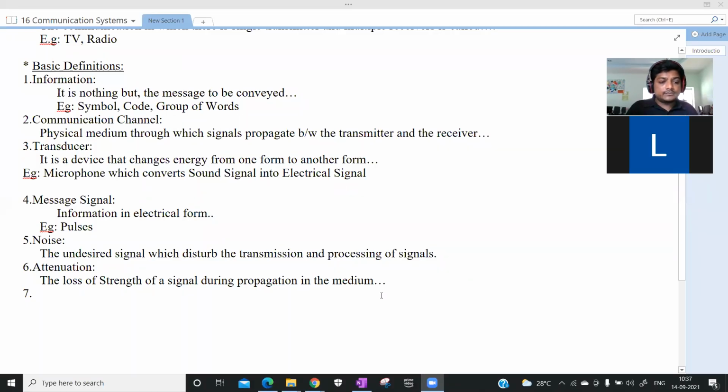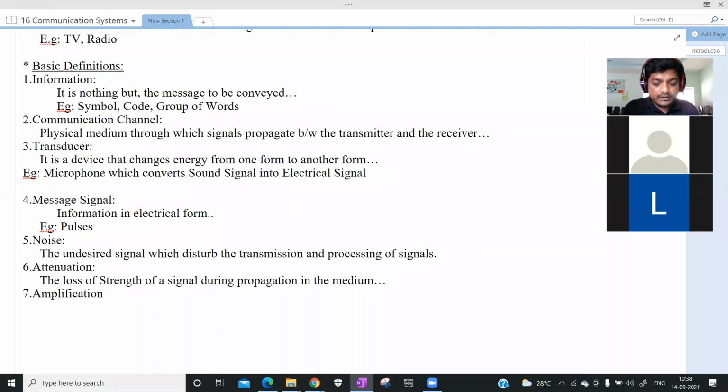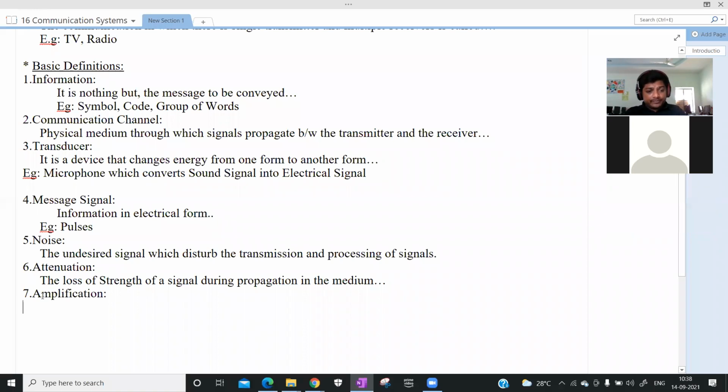Right, listen. So that is called attenuation, right? The next one is amplification. Why do we do amplification? Please tell me. To increase the strength of the signal. Why do we increase the strength of the signal?